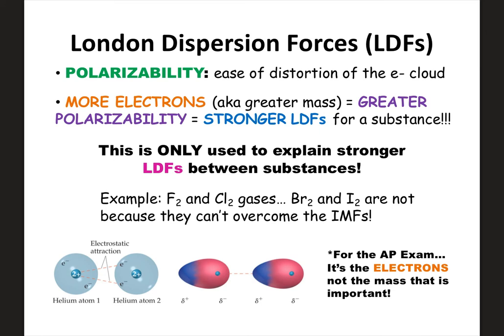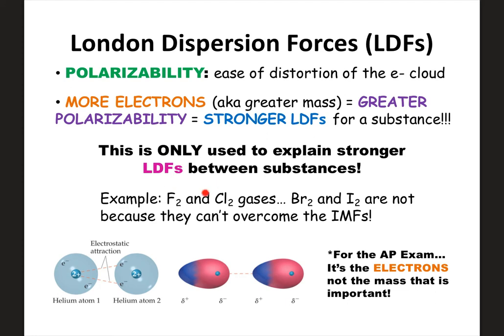So basically, as you go from fluorine to chlorine to bromine to iodine, you have more and more electrons. So as you get more electrons, the bromine and the iodine have greater polarizability, which means their LDFs are stronger. Those IMFs, in particular these LDFs, are much stronger, so it keeps those molecules closer together, which makes them stay as a liquid or as a solid.